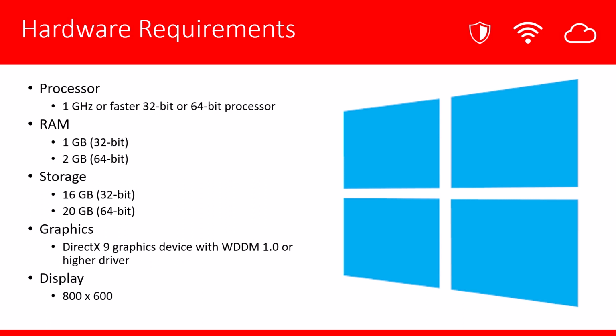Please note these are the minimum requirements. Typically, you'll want to run Windows 10 on at least 4 gigs or higher, preferably 8 or 16 gigs of RAM. Storage requirements at a minimum are 16 or 20 gigabytes. Again, you may want to consider having 50, 60, or 100 gigabytes or more of space depending on what applications and services you'll be running.